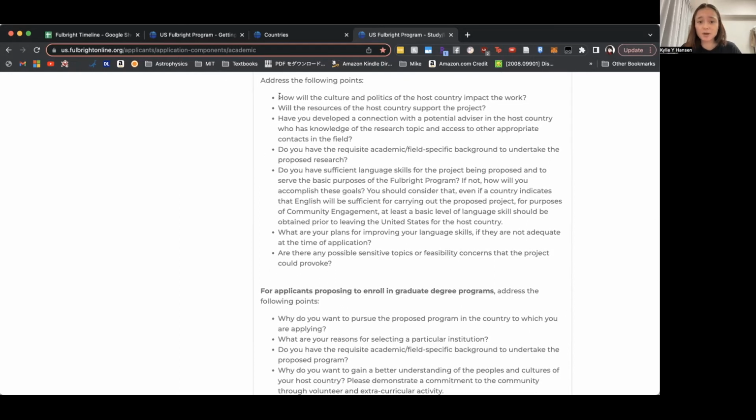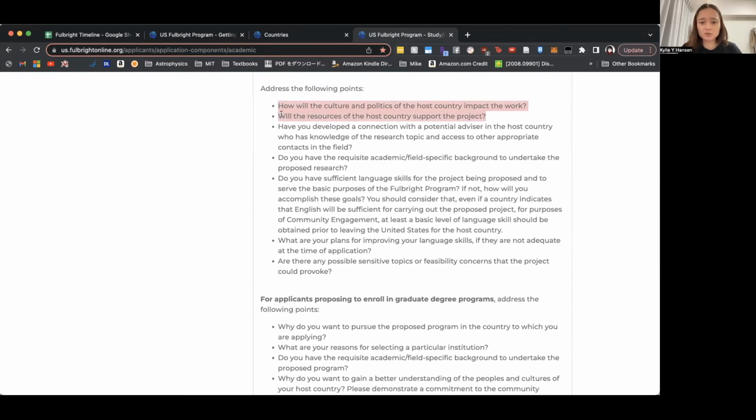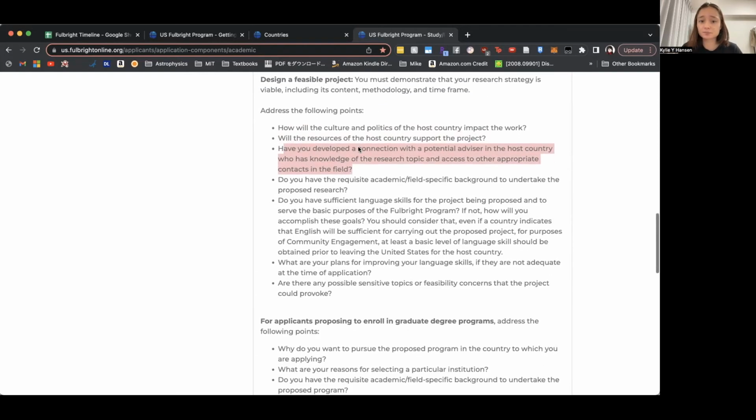How will the culture and politics of the host country impact the work? And how will the resources of the host country support the project? So this is going into some specifics with the country you'll be in. How you developed a connection with a potential advisor in the host country who has knowledge of the research topic and access to other appropriate contacts in the field.